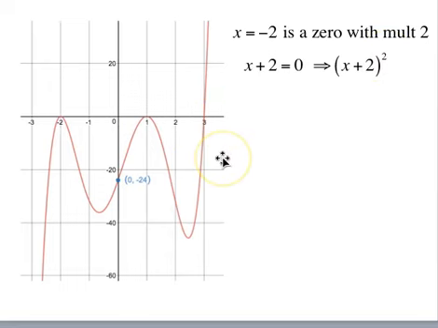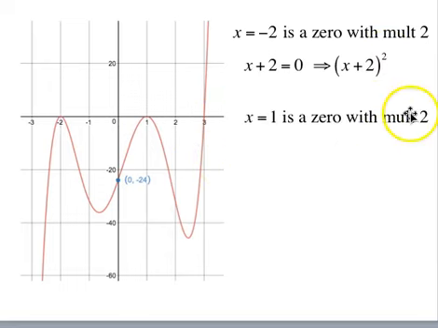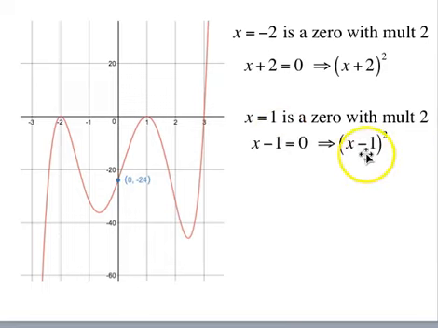Same thing with 1. x equals 1 bounces. x equals 1 has multiplicity 2. Let's subtract 1 from both sides. So x minus 1 has multiplicity 2. x minus 1 is 0. With multiplicity 2, we'll consider that x minus 1 squared.